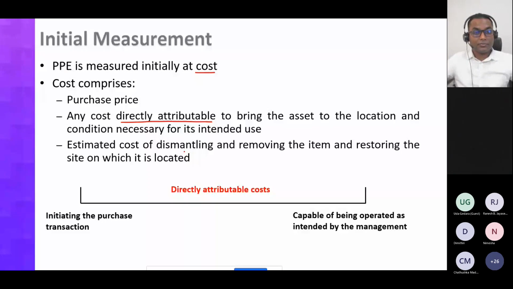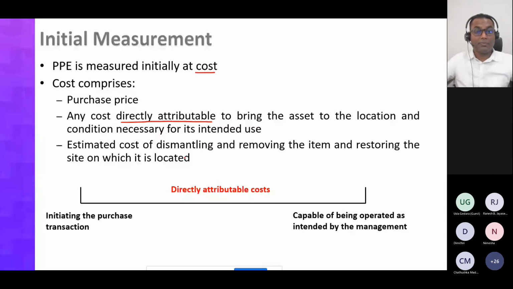Third one is estimated cost of dismantling and removing the item and restoring the site on which it is located. So let's say this machinery is going to be used for 10 years. At the end of the 10 years, these are complex machinery. I have to remove the machinery. So then I have to clear the site. So for that, I need to incur a cost after 10 years: dismantling cost, removing cost, and clearing the site.